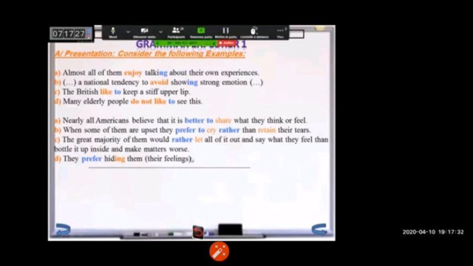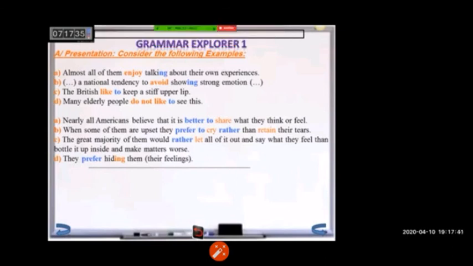Okay, these sentences are taken from a text in your textbook, in the sequence of Read and Consider. So here in these sentences, we have some words which are in red color. Can you guess what they express? What do they represent? Sir, like and dislike. Likes and dislikes. Good. Expressing likes and dislikes.